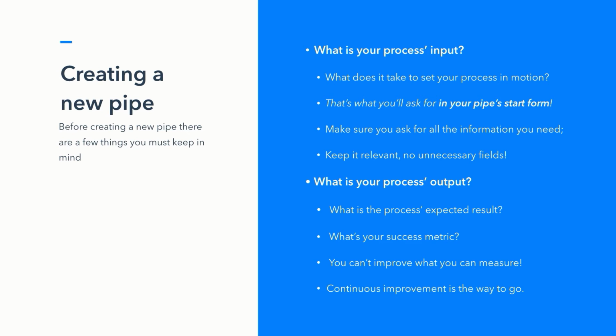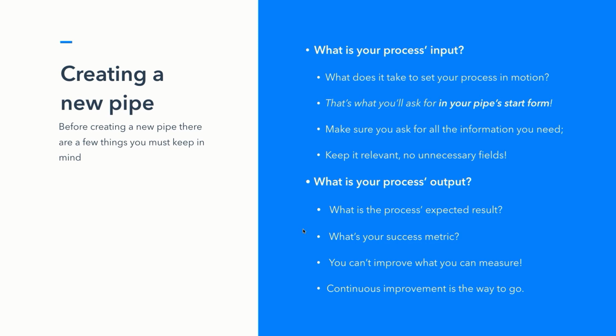This is the essential information for us to start our process. So we need to make sure we ask for all the information we need. It's also important that we keep it relevant and don't add unnecessary fields, because unnecessary fields add friction. And the more friction we add to our form, the more difficult it is for people to actually get through it all. After we define the input of our process, we're going to get to the output of our process.